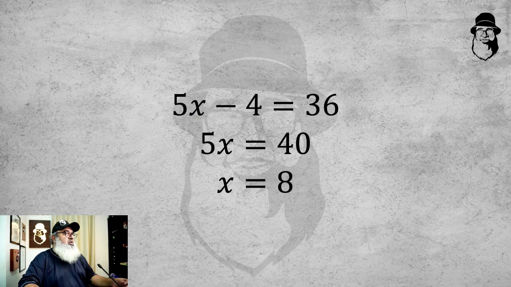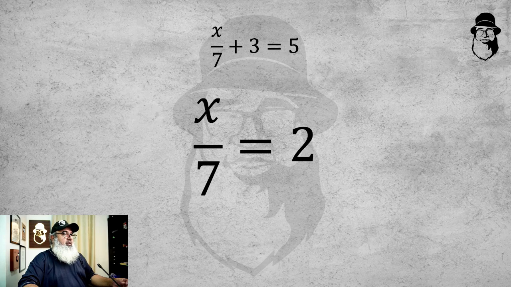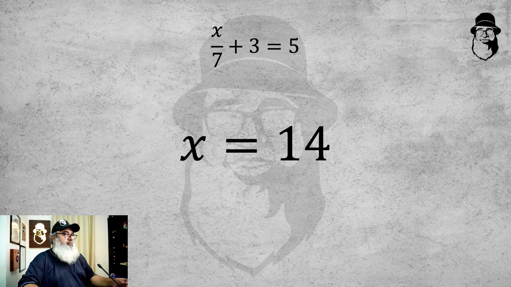But we should also be able to get the answer right away. So to solve x over 7 plus 3 is equal to 5, here we take 3 from 5 to get 2. Then we multiply 2 by 7. So x is equal to 14.